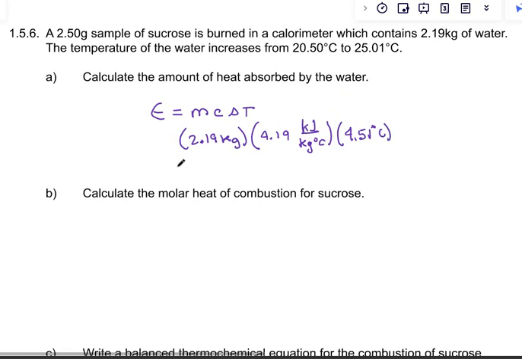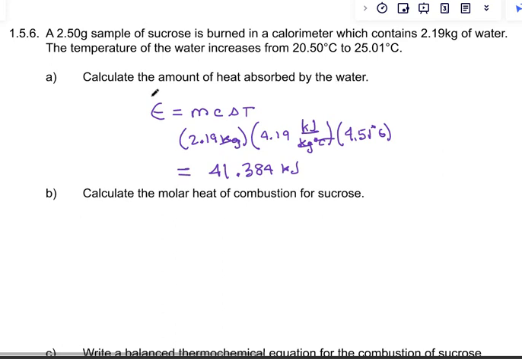Celsius. And if we mash calculator keys, we get 2.19 times 4.19 times 4.51 is 41.384. Kilograms canceled, degrees canceled, kilojoules. So the water must have absorbed 41.384 kilojoules to warm up the way it did.